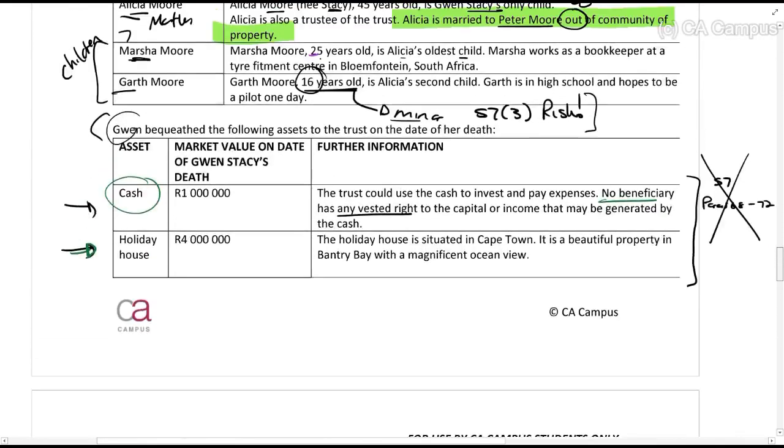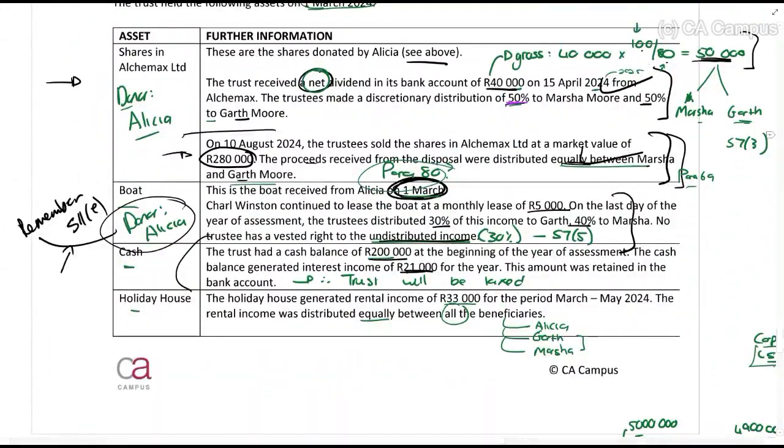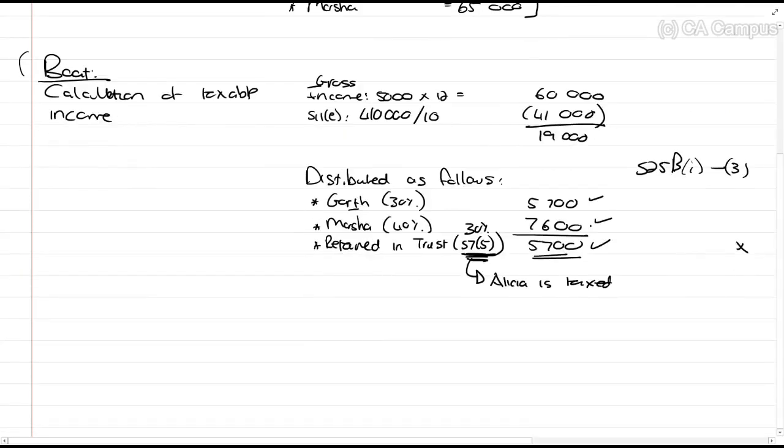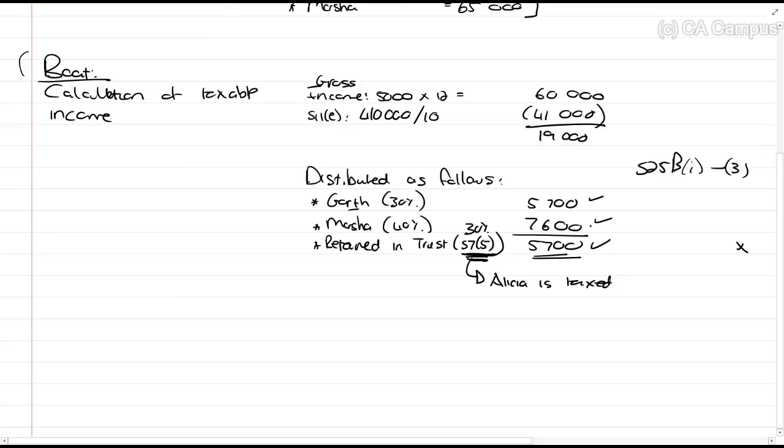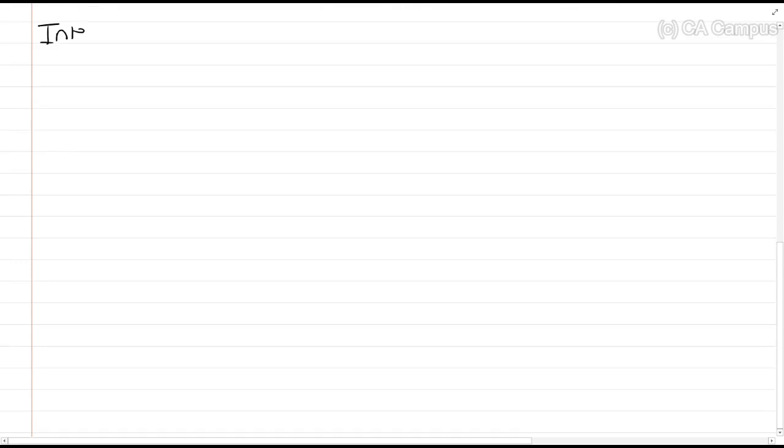Who does that money belong to? No beneficiary. So this is money that the trust received, 21,000, but it didn't pay it out to someone and it doesn't belong to someone. Was there a donation? Is the donor alive? No, because it's Gwen who passed away. So does the beneficiary have a vested right? Does it distribute it to the beneficiary? No. So who should be taxed? The trust. Right, Section 25B, there's no donor because Gwen passed away. It doesn't belong to anybody, so the trust must be taxed.